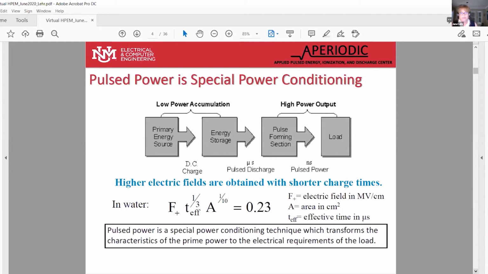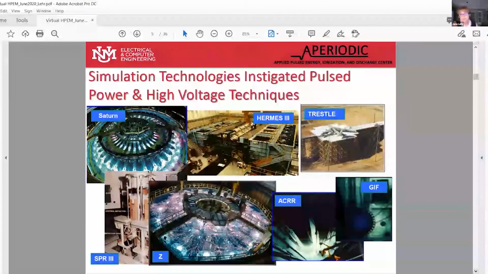Everything in pulse power is variable. So the same techniques are used over widely different time domains. The energy storage in the Marx bank in particular is used for voltage multiplication. And these have been used for a number of years. These are a number of machines from Sandia, where I used to work, as well as Trestle. So these are very different applications.